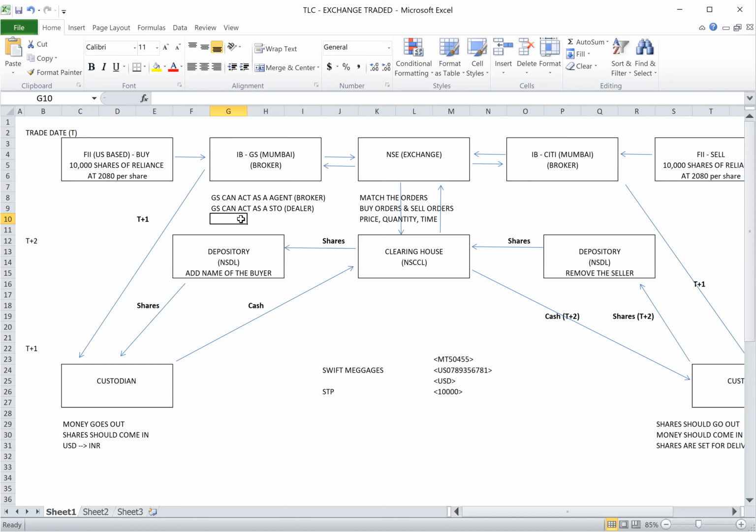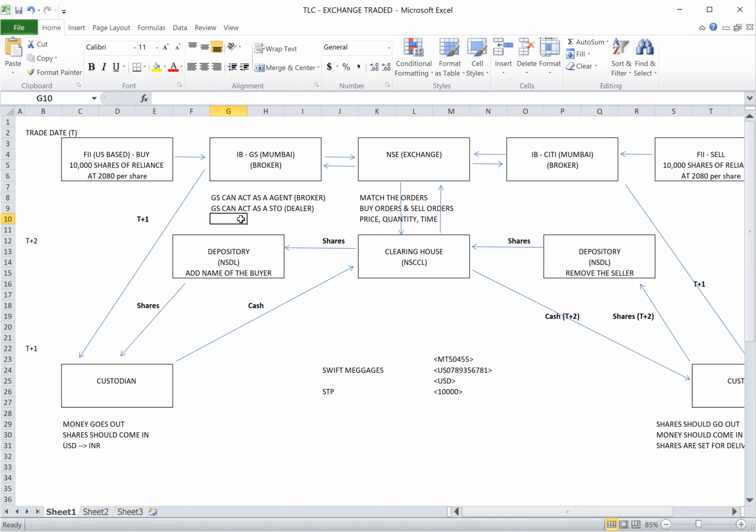These kinds of activities are known as market making activities by investment banks. When they are acting as a seller, they are acting as a dealer, right? So we call them market making activities by investment banks. They can act as a broker or a dealer. Is everyone clear with this thing? Yes, sir.